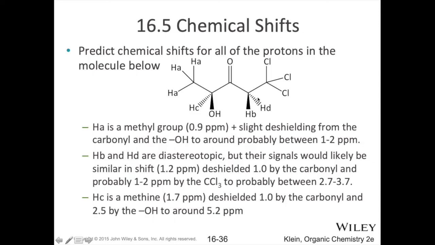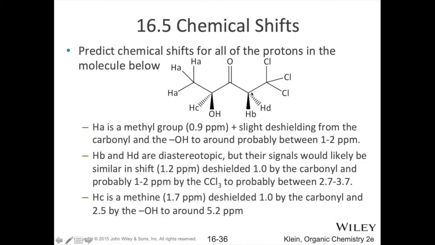So hydrogen B and hydrogen D are both diastereotopic, as we mentioned. They're going to be shifted further downfield, both from this carbonyl and from these chlorines. Again, the chlorines are not directly attached to that carbon, but they are 1, 2, 3 bonds away from your hydrogen, so there's going to be some effect there.